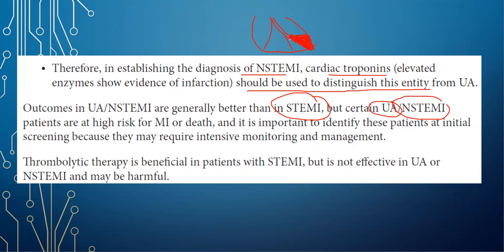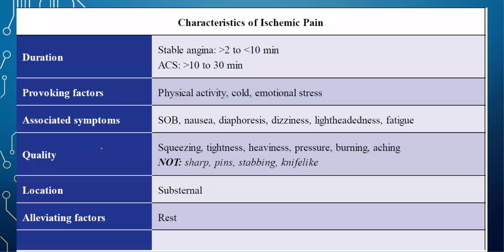If you can either dissolve this clot, or remove this clot, then you can restore the blood flow here. That's what we call thrombolytic therapy. So thrombolytic therapy is beneficial in patients with ST elevated MI, but in case of unstable angina or non-ST elevated MI, you don't need to go for any thrombolytic therapy because there is still a small part of this lumen that is not completely blocked. So it is not effective in unstable angina or non-ST elevated MI. Thrombolytic therapy is only needed for ST elevated MI.